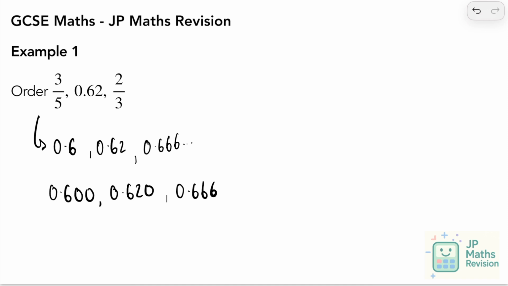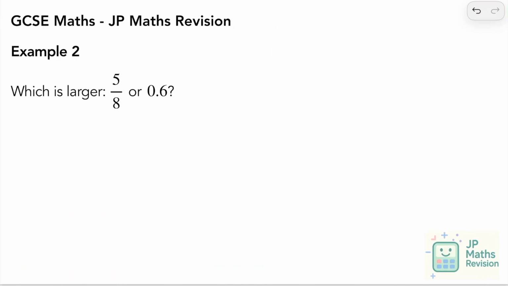So now all I'm doing is comparing the numbers 600, 620 and 666. So I can see that 600 is the smallest, followed by 620, followed by 666. So if I'm going to put these numbers in order, they already are in order actually. From smallest to biggest is going to be 3/5, 0.62 and 2/3.